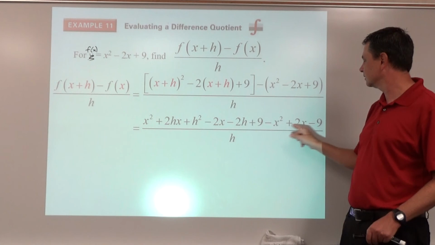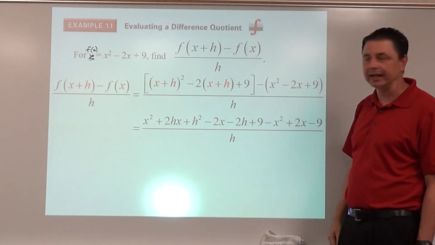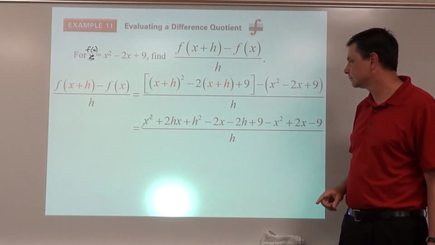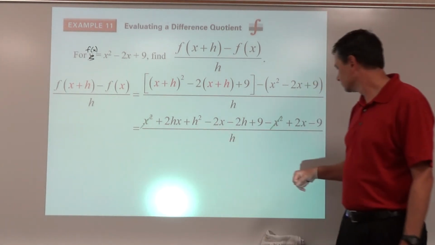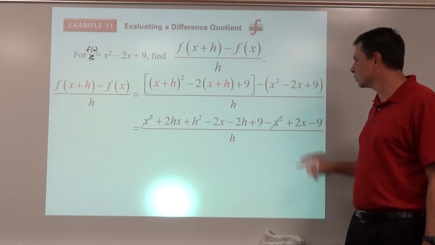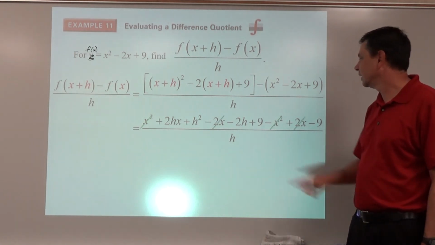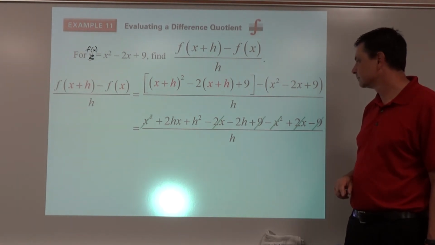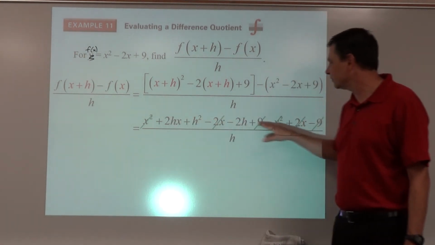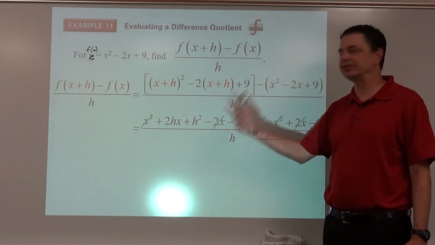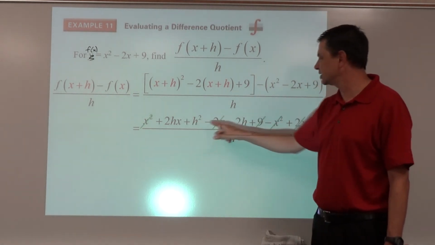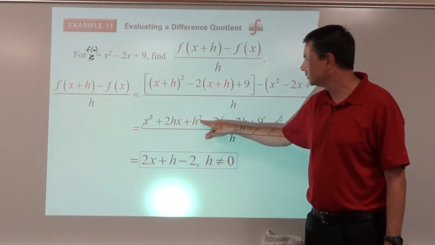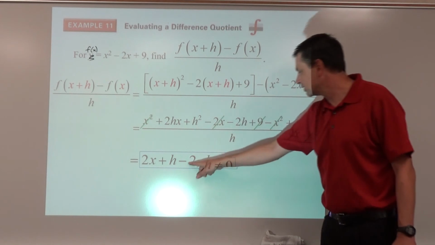Distribute the minus. And then we're going to see there should be a lot of cancellation. X squared cancels with negative x squared. Negative 2x cancels with positive 2x. Positive 9 cancels with negative 9. So now what we have left, we're going to divide by h. That does distribute. So if we divide each particular term by h, we would get 2x plus h minus 2.